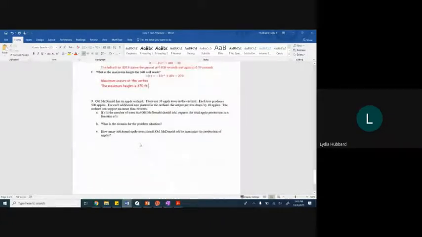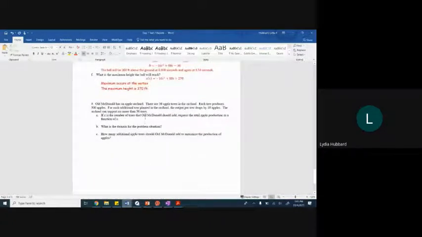Okay. Here we go. So Old MacDonald has an apple orchard. There are 30 apple trees in the orchard. Each tree produces 500 apples. For each additional tree planted in the orchard, the output per tree drops by 10 apples. The orchard can support no more than 50 trees. The X is the number of trees that Old MacDonald should add. Express the total apple production as a function of X. Whoa, that's a lot of stuff.